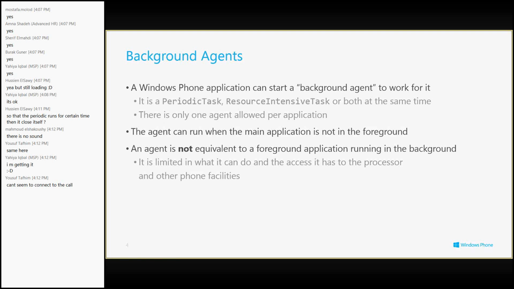The agent can run when the main application is not in the foreground. An agent is not equivalent to a foreground application running in the background. So do not use a background agent to replace your application. You should think of a background agent as being an assistant to the main application. If you make the background agent your main application, that would not be a best case scenario, because at some levels the background agent will be shut down by the operating system, and we'll talk about that in a few moments.